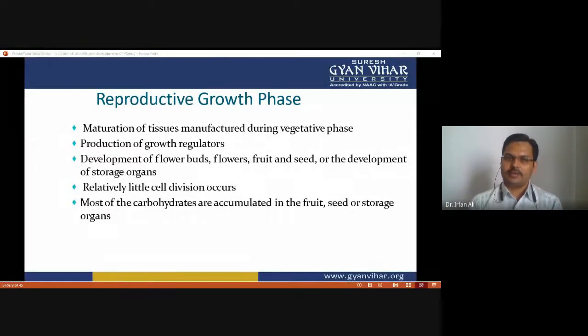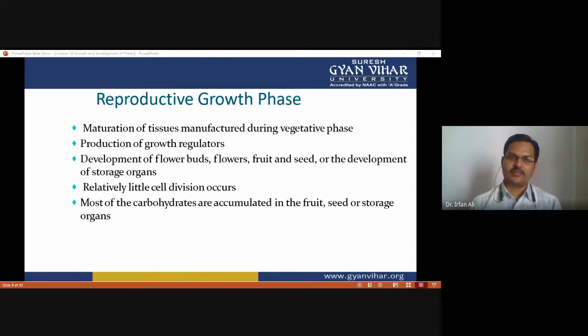Now the reproductive growth phase. In the reproductive growth phase, there is maturation of tissue manufactured during the vegetative phase, because the tissues that formed during the vegetative phase are matured. Then there is production of growth regulators; various growth hormones are synthesized during the reproductive growth phase. And finally, development of flower buds, flowers, fruits, and seeds, or the development of storage organs.